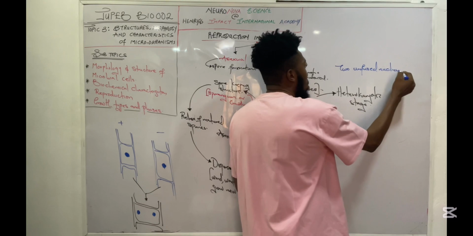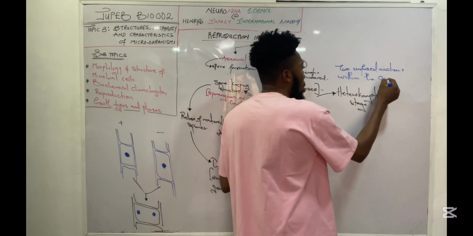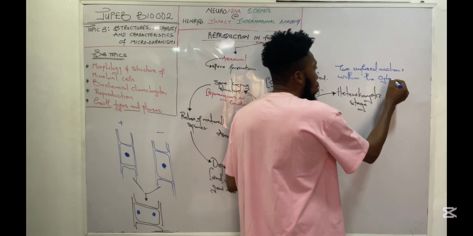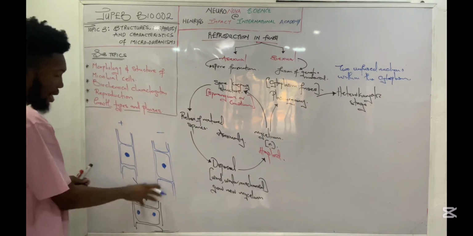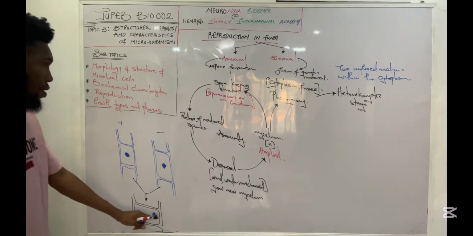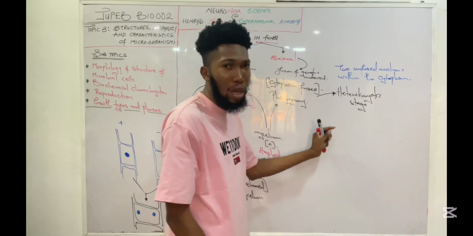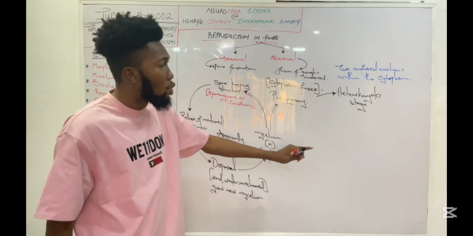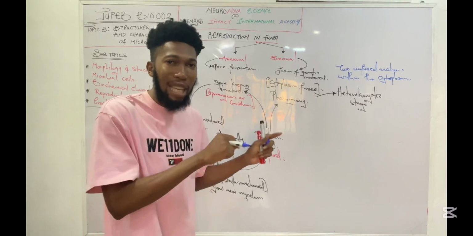There are two unfused nuclei within the cytoplasm. We know that this cytoplasm now is fused. It's fused cytoplasm, and that's the reason for the two nuclei. Very, very important. So it is in fungi that you see heterokaryotic stages or heterokaryogamy. So when you hear heterokaryogamy, it is the presence of two nuclei as a result of plasmogamy.